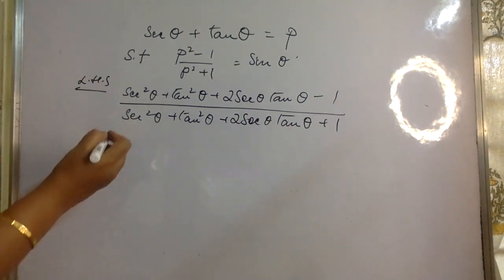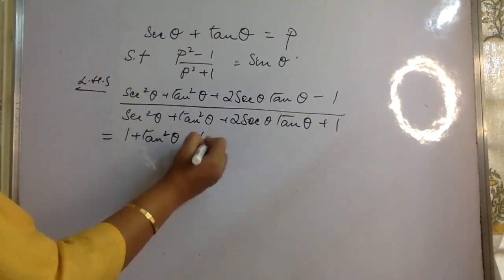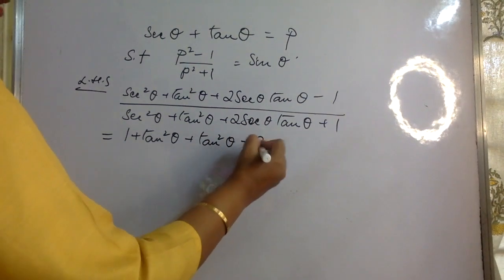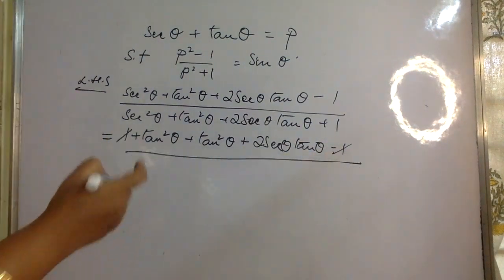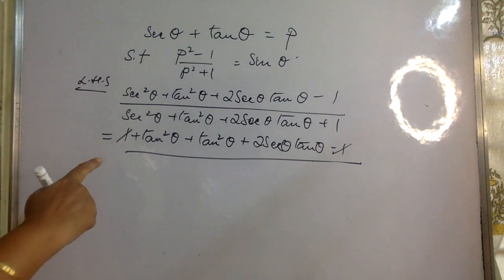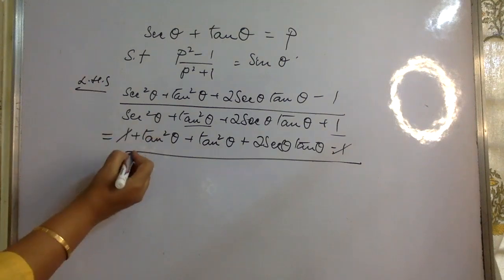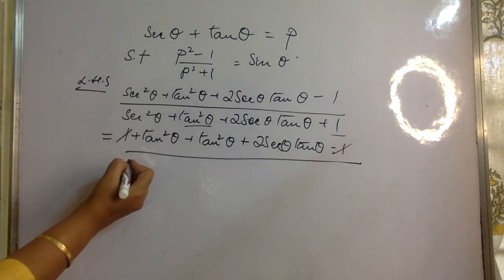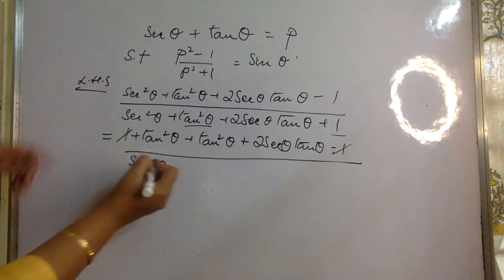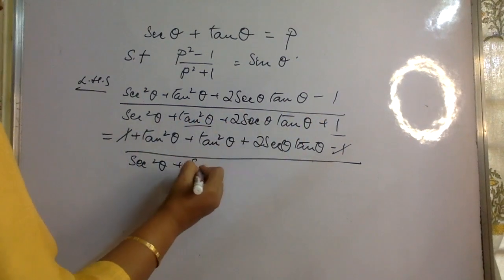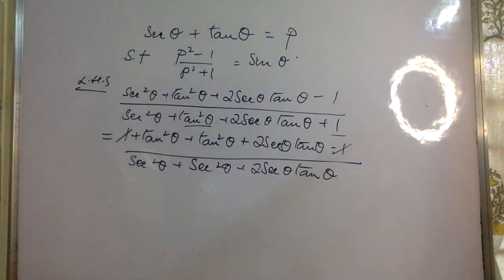So now, sec square theta is 1 plus tan square theta, plus tan square theta, minus 2 sec theta tan theta, minus 1. Now for the denominator, what will we do? We will take this 1 and convert it to sec square theta. So what we get now is this sec square theta as usual, this 1 plus this 1, another sec square theta, plus 2 sec theta tan theta, okay.